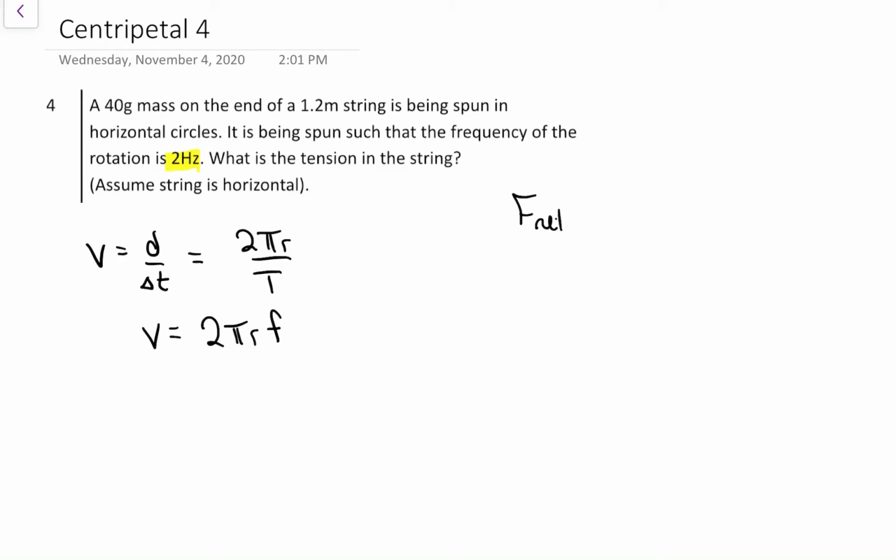Then it's really just an F net equals ma question again. I forgot to draw my free body diagram. Oops, that's terrible. Let's try that again, a little bit slower.